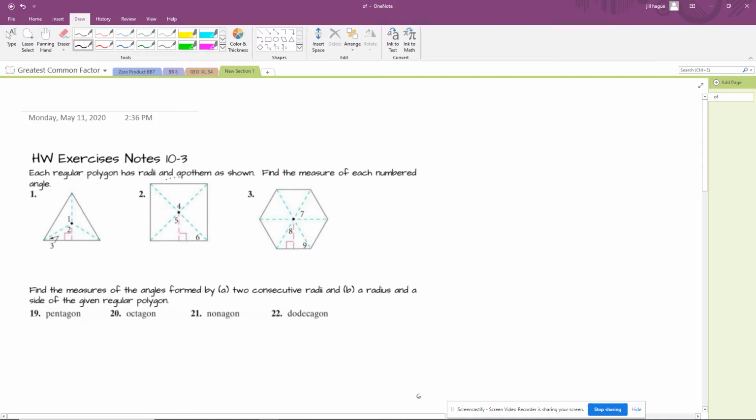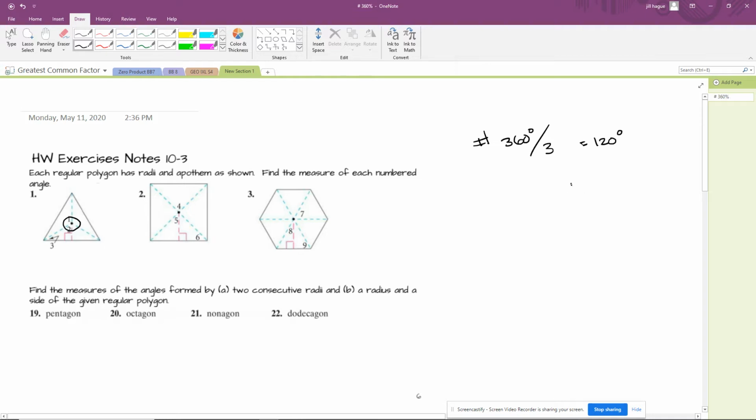Each regular polygon has radii and apothem as shown. Find the measure of each angle. There's a formula with the number of sides minus 2 times 180, but let me show you a different way to do that. If you are a little confused from the notes, most kids are pretty good that it's 360 degrees in a circle. So for number 1, you know that there's 360 degrees in that center divided by 3. So each angle in the center is equal to 120 degrees.